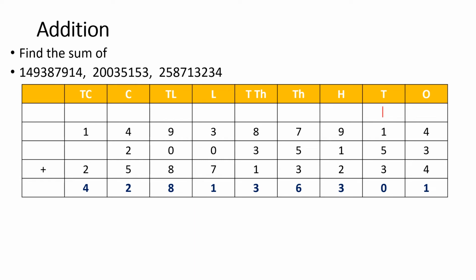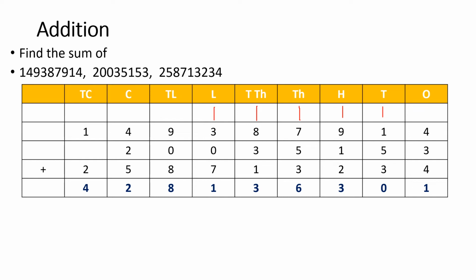Then 1 plus 1 is 2, 2 plus 5 is 7, 7 plus 3 is 10. We will write 0 here and 1 as carry. 9 plus 1 is 10, 10 plus 1 is 11, 11 plus 2 is 13. We will write 3 here and 1 as carry. Then 7 plus 1 is 8, 8 plus 5 is 13, 13 plus 3 is 16. We will write 6 here and 1 here. 8 plus 1 is 9, 9 plus 3 is 12, 12 plus 1 is 13. We will write 3 here and 1 as carry.